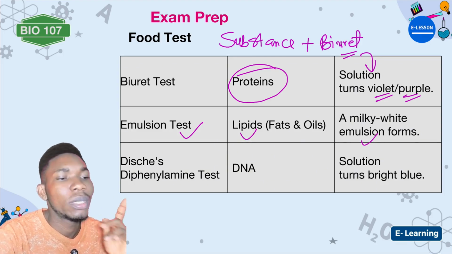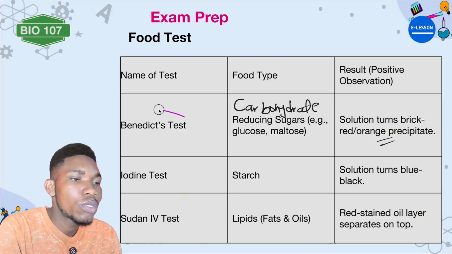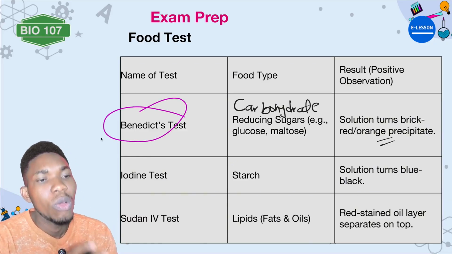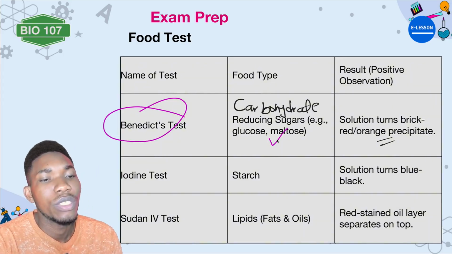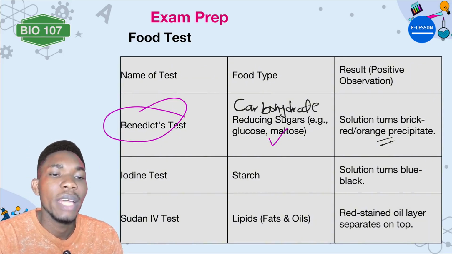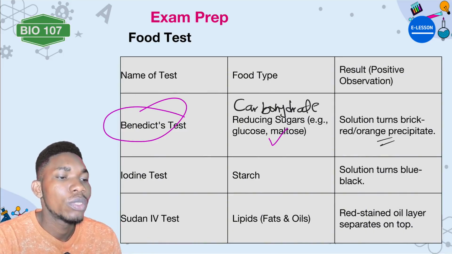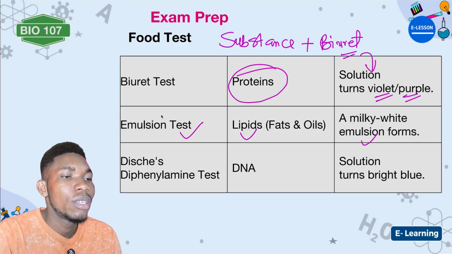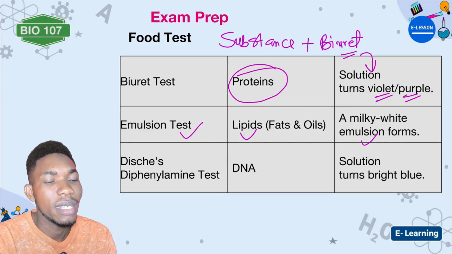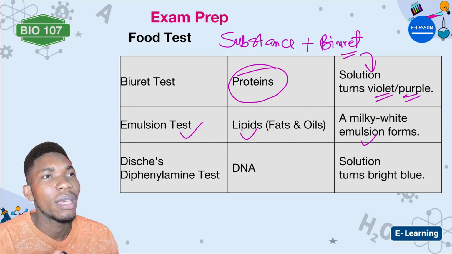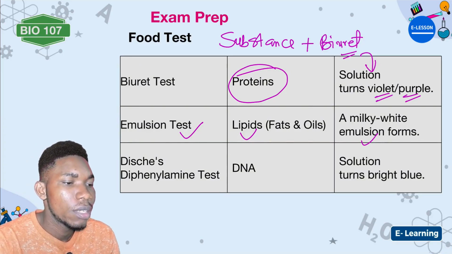But the basic one, the one that actually came out that I want you guys to know, is Benedict's test. What is it used for? To test for carbohydrates or reducing sugars, which turn brick red orange precipitate. That is the basic one you should know. Then Sudan 4 test for lipid, and then lastly, biuret test for proteins. When you get to 200 level, you are going to do all these tests in detail under, I think, biochemistry. All right? So that is that.